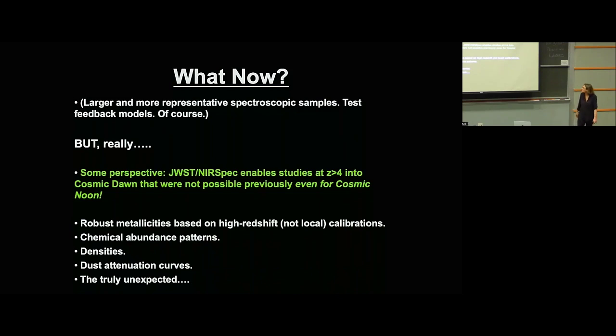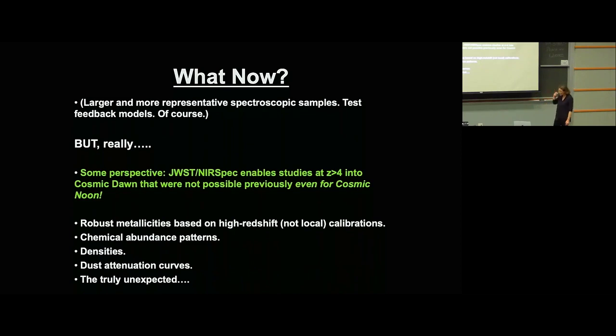Actually, what I want to talk about is the fact that we keep pinching ourselves. Because with NIRSpec on JWST, we were able to do studies beyond redshift 4 back into cosmic dawn that were not possible at cosmic noon. Redshift 2 to 3, we've been collecting Keck spectra as well as we can for the last decade plus, and now all the stuff we're doing is rendered completely obsolete by these ridiculous studies that you can do, as I'll show you, at redshift 9.